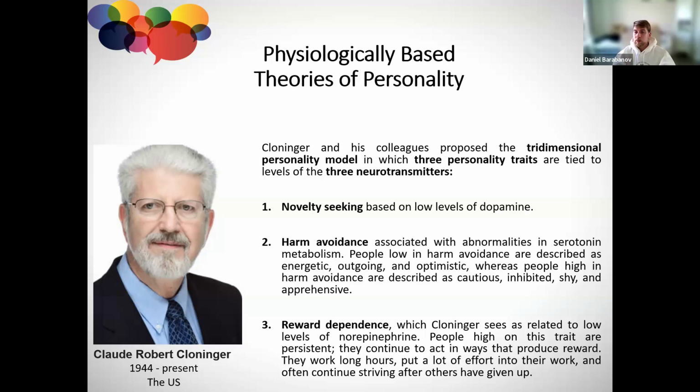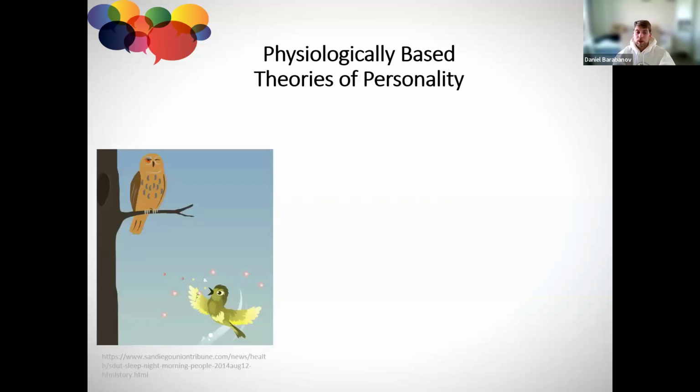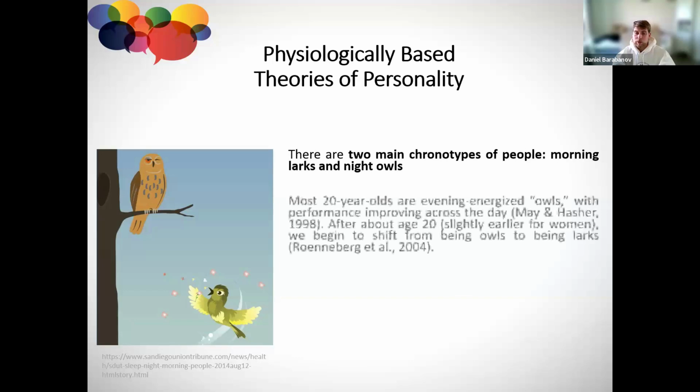But we also know some other physiological factors which create differences between people. And one of those differences is the so-called chronotypes, connected with your biorhythms, biological activity rhythms, circadian rhythms. You probably heard about that as well in Introduction to Psychology. So, the two most famous chronotypes of people are morning larks and night owls, right?